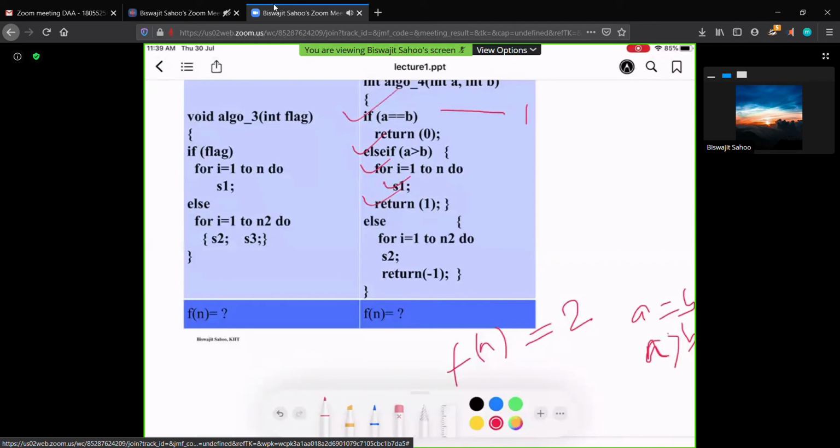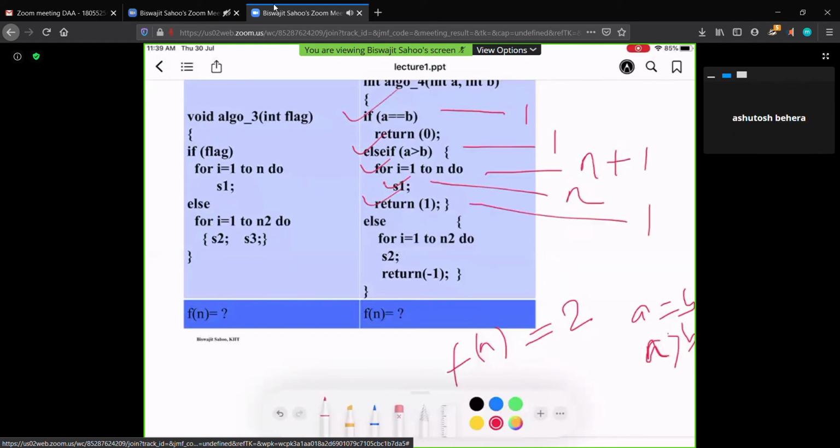Now let's find out the frequency count. This is 1, the else if statement is 1. This for statement I already discussed: n plus 1. S1 will be executed n, plus 1, and the return statement will be executed once, 1. If you go on counting it, it will come out to be 2n plus 4.